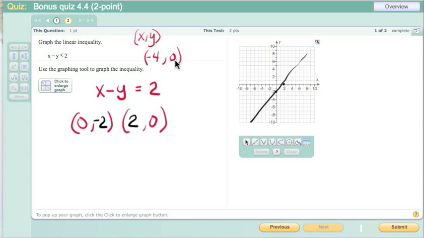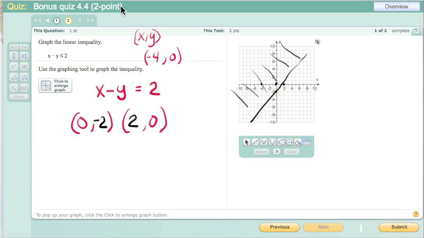Well, I know negative 4, 0 works. I know this works. And so this is going to be the hemisphere that works. If I didn't do that at the very beginning, find myself a point that works, then what you would do is you would pick a point and test it. And the point to pick, if it's available, is always 0, 0. Notice when you put 0 in for x and 0 for y, you get 0 less than or equal to 2, and that's true. That's why this hemisphere is the correct hemisphere.